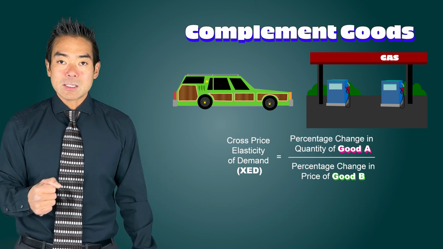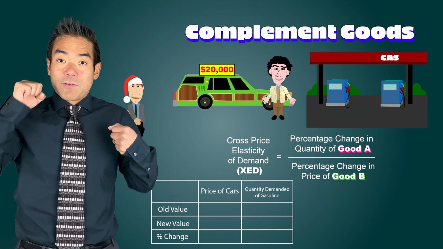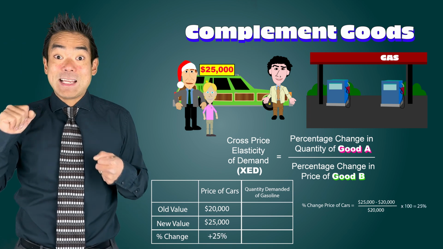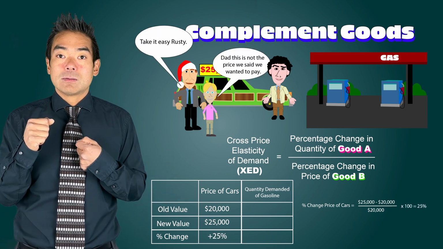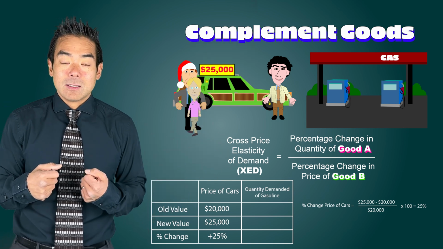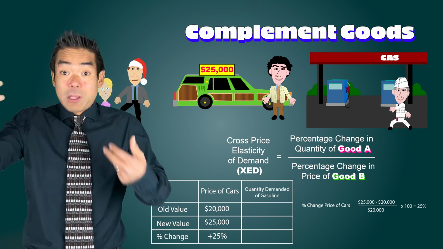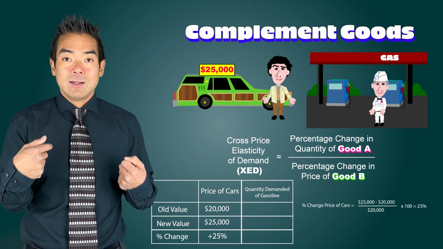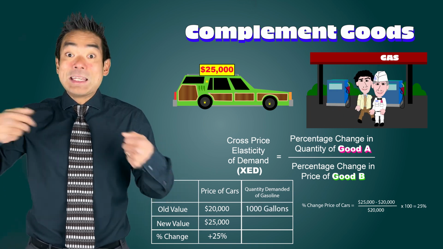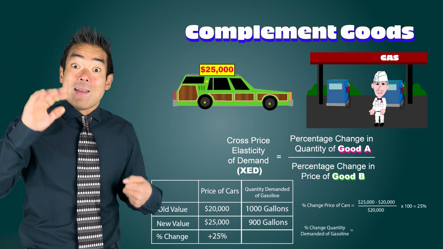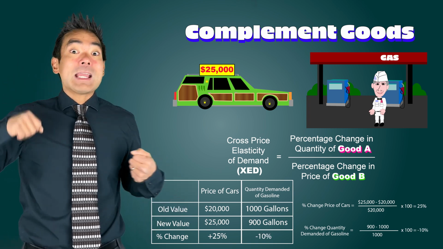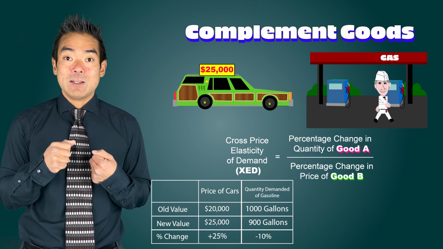In the case of cars, if the price of cars goes up from $20,000 to $25,000, this would represent a 25% increase in the price of cars. As a result, people are going to buy fewer cars. That's the law of demand. It should follow then that they're also going to buy less gasoline. Let's say that this gas station goes from selling 1,000 gallons of gas a day to 900 gallons of gas per day. That would be a 10% decrease in the quantity demanded of gas, or a negative 10% change in the quantity demanded of gas.